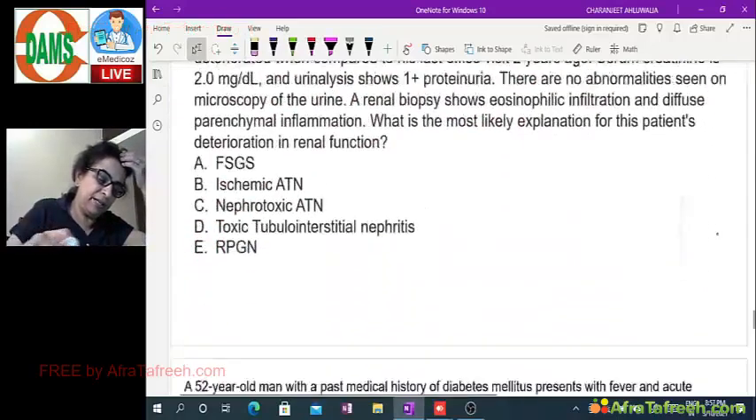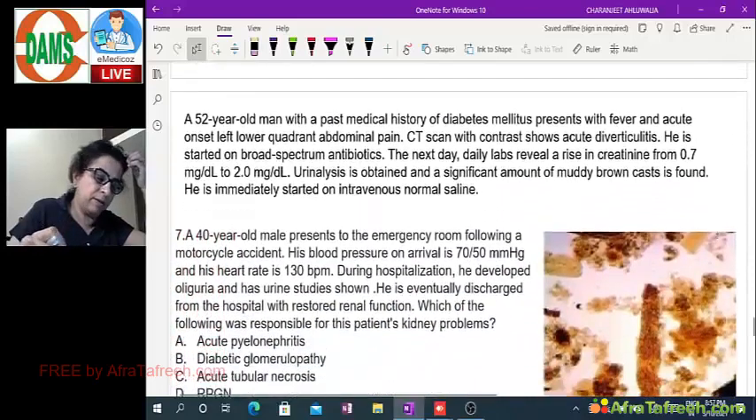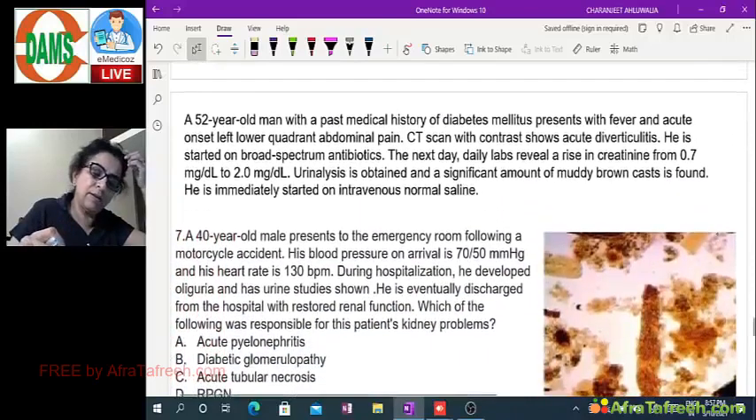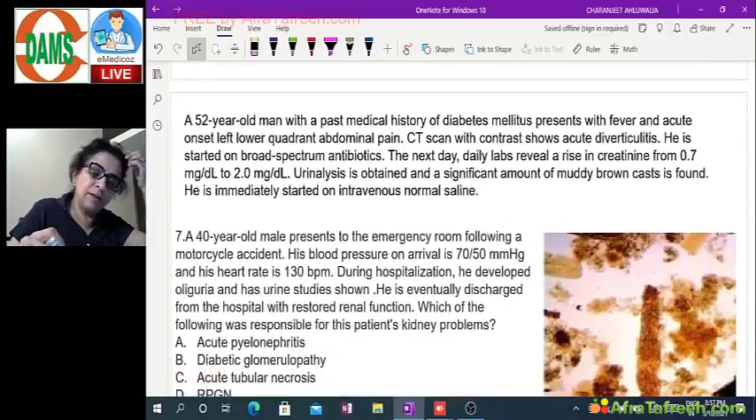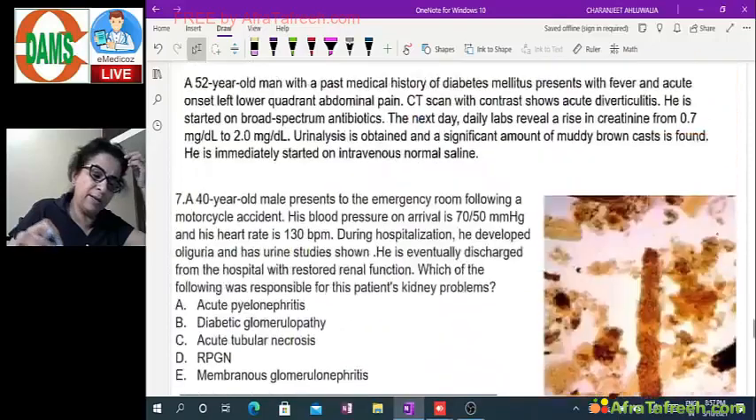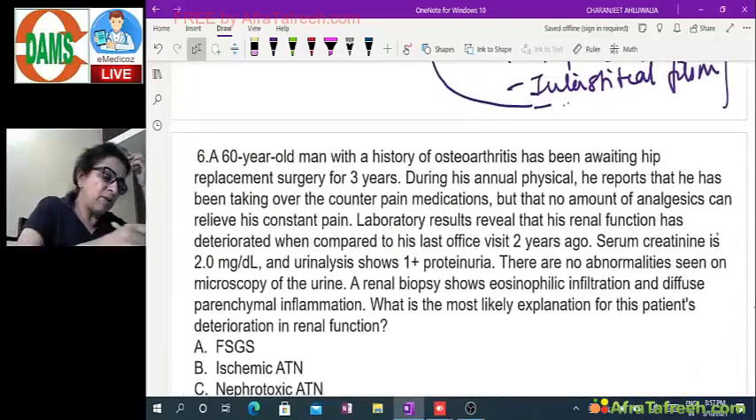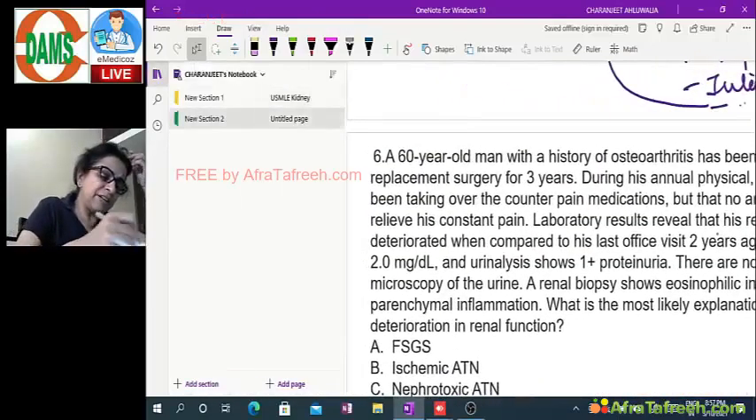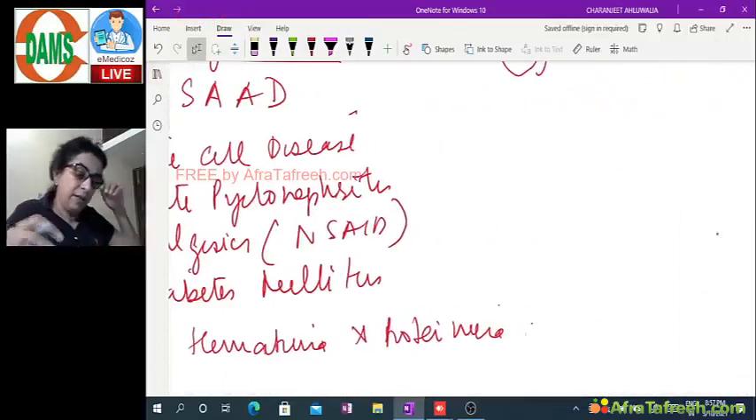Achha, ATN has not been covered yet. Okay, this is also ATN. So this is about acute tubulointerstitial nephritis.